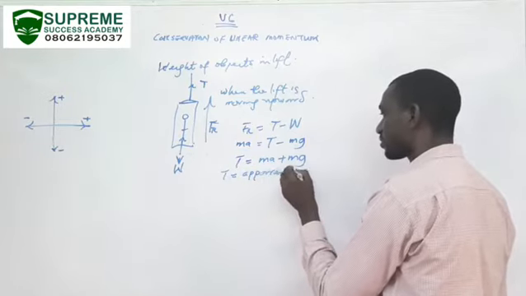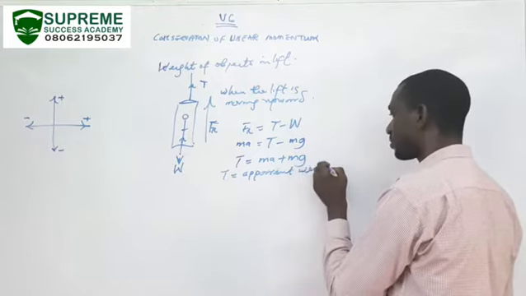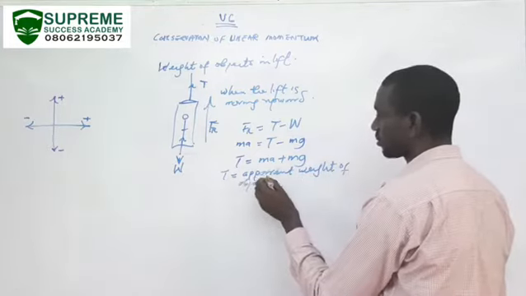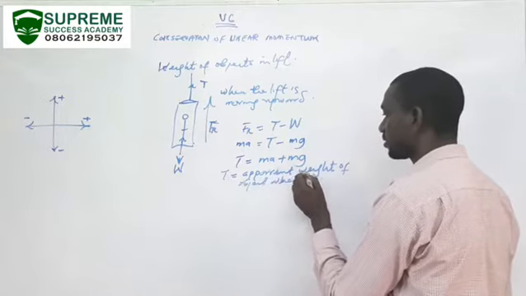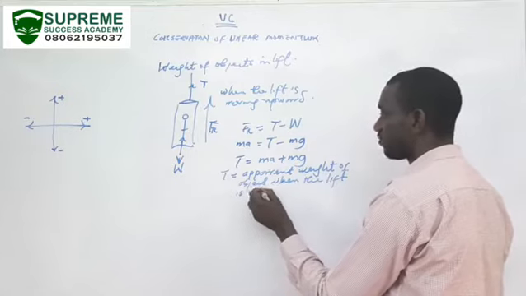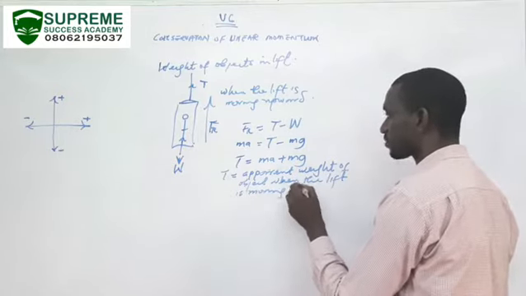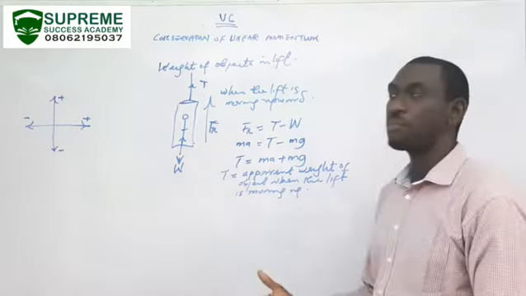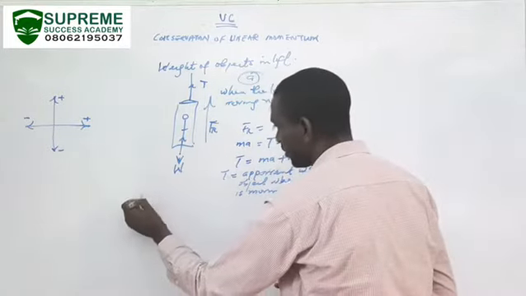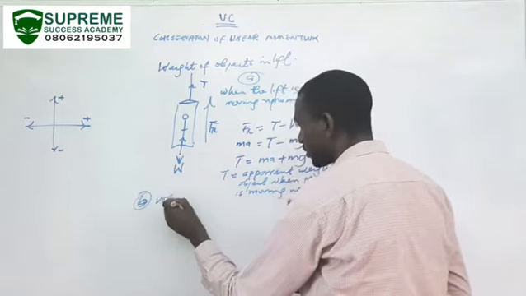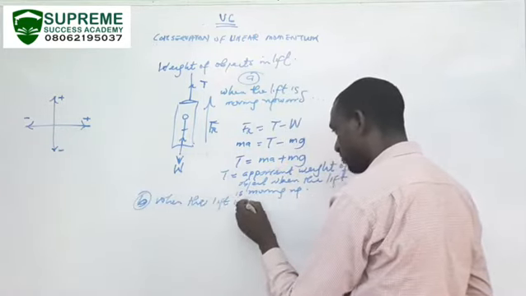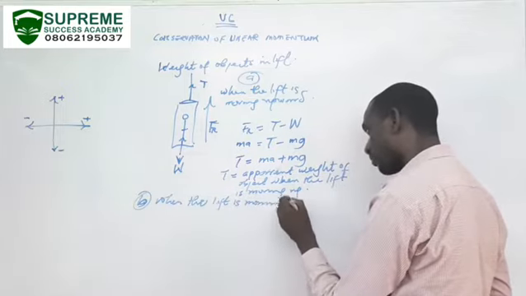Apparent weight of the object when the lift is moving up. Now, what happens when the lift is moving down? B. When the lift is moving down, what happened there?